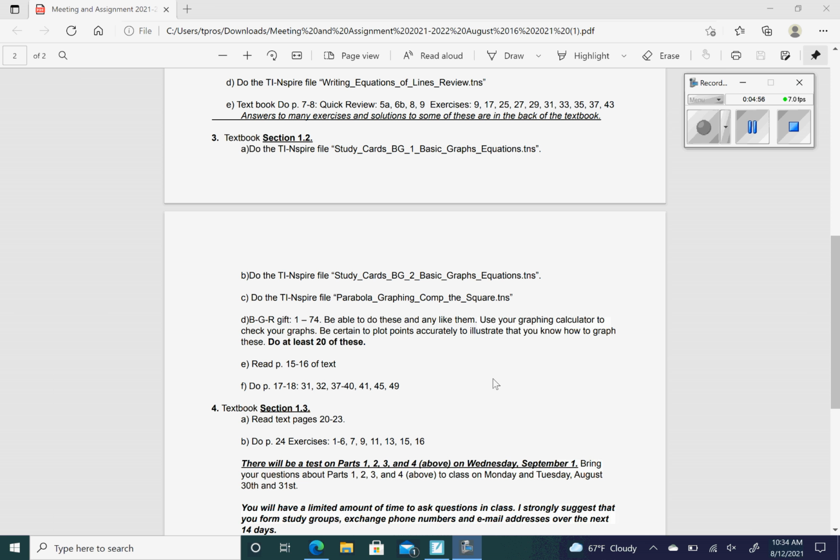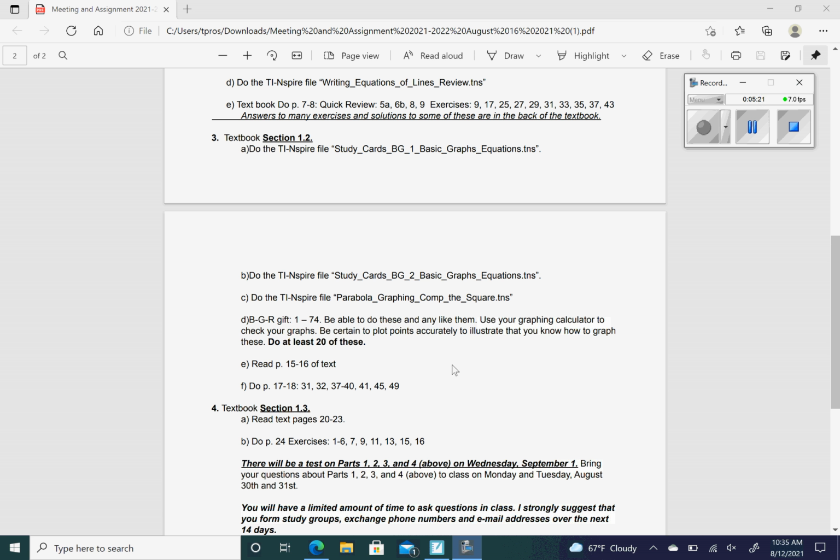Part C is to do the TI Inspire file parabola graphing completing the square. It's very important to know how to complete the square. And in another video I'm going to post as well, I show you how to find the vertex form a slightly different way. Part D is basic graphs review.